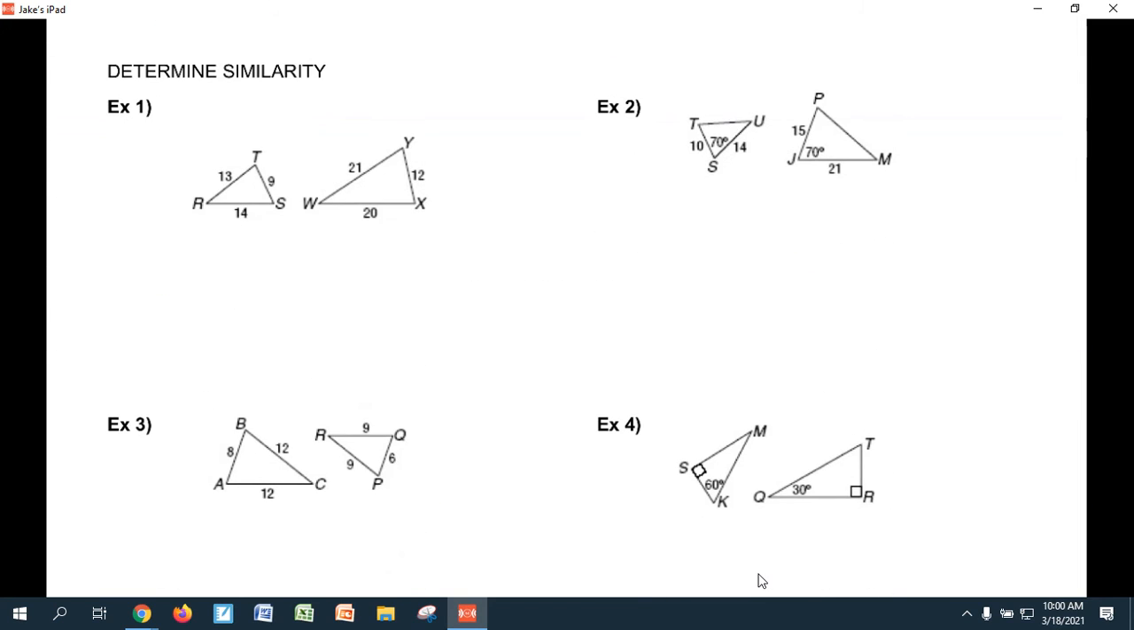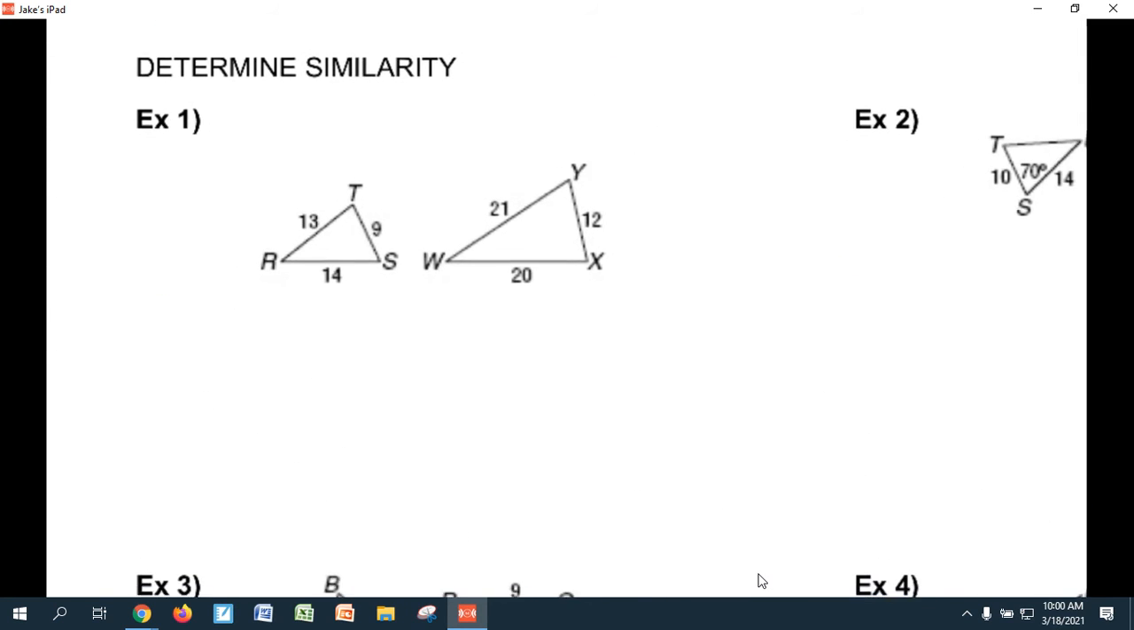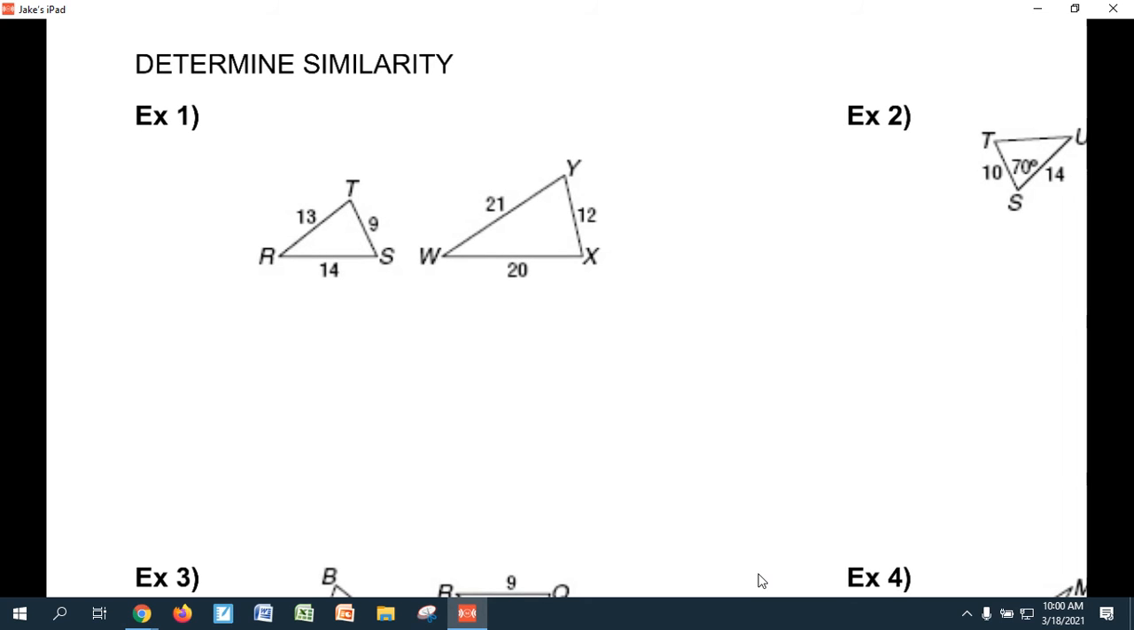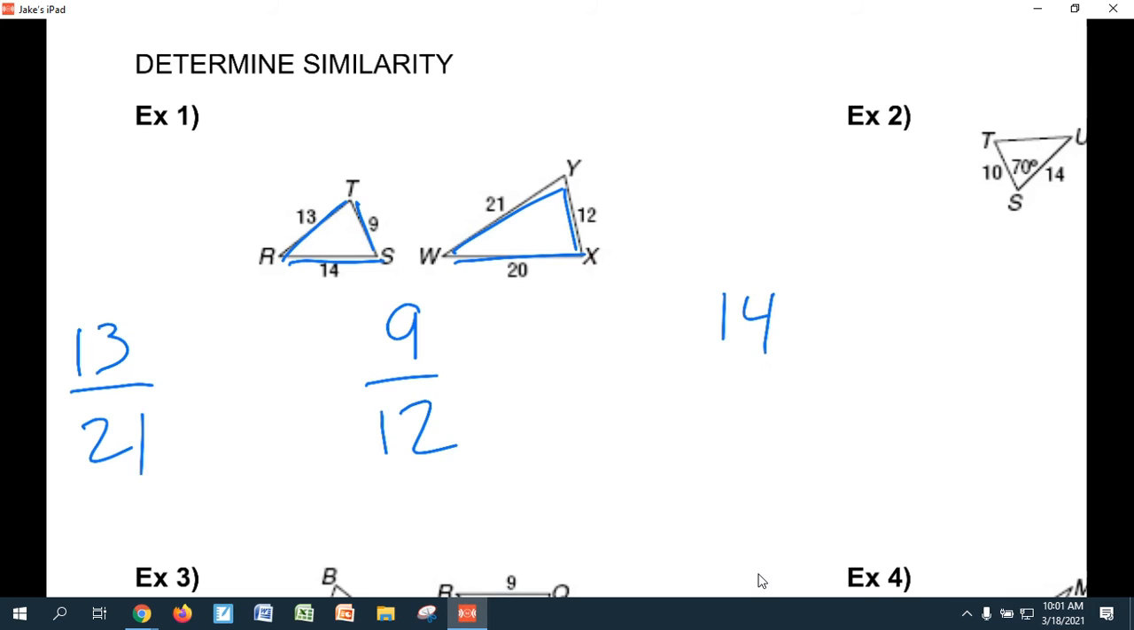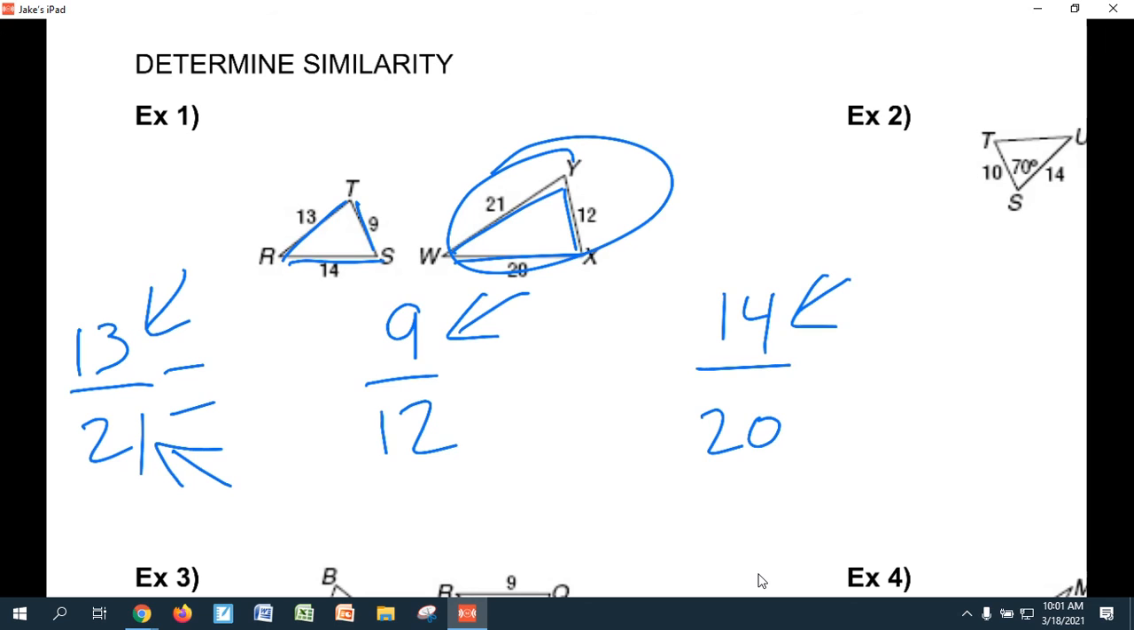All right, so we are going to do an example here. We have two triangles. We're going to try to figure out, are these two triangles similar or not? So what we're going to do is set up a proportion. I'm going to go 13 over 21, and then 9 over 12, and then 14 over 20. Notice how when I set these three ratios up, I'm putting the triangle on the left, that measurement on the top, and the triangle on the right side, those measurements on the bottom. So that's where I'm getting all those numbers.